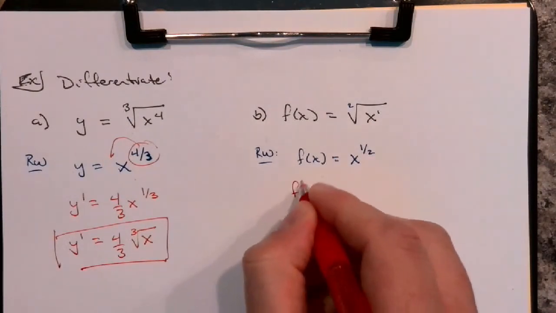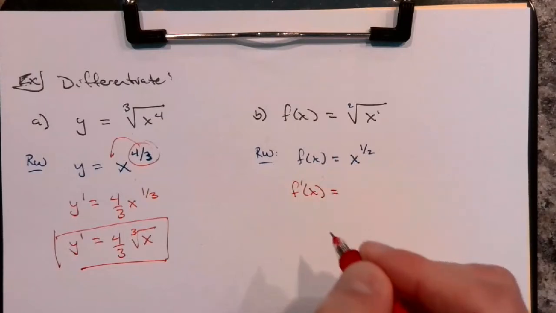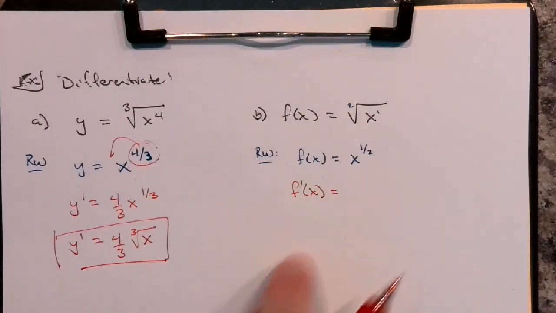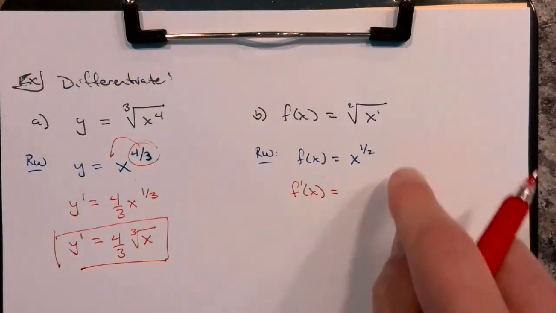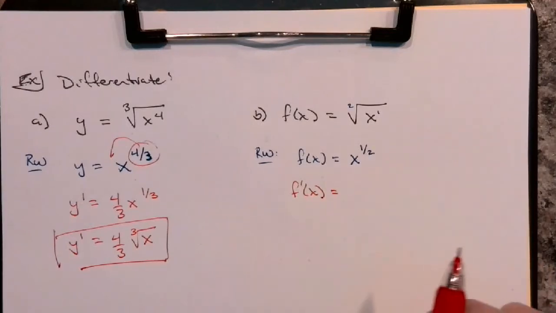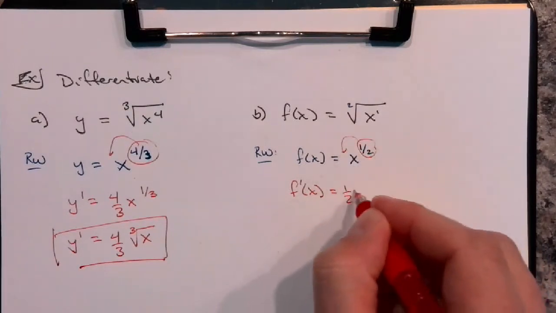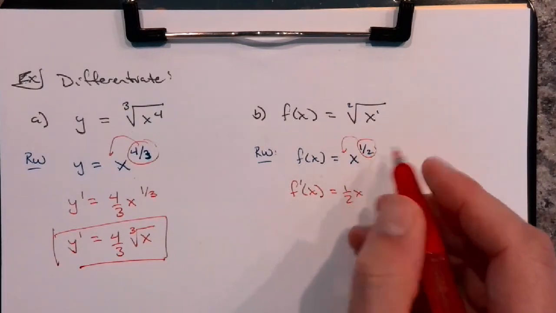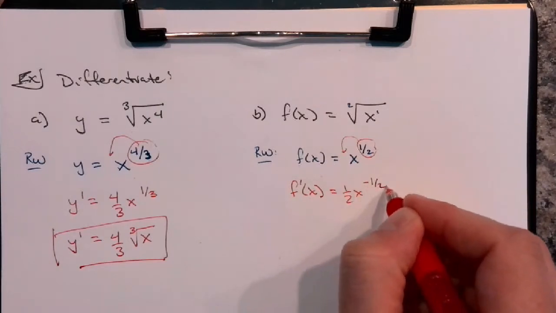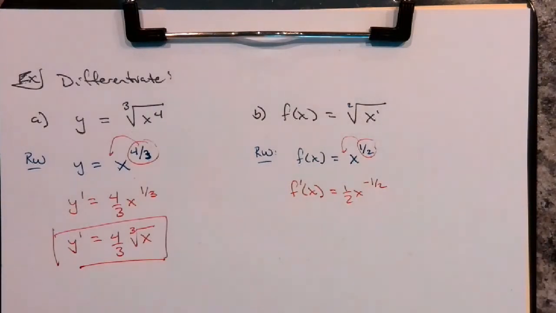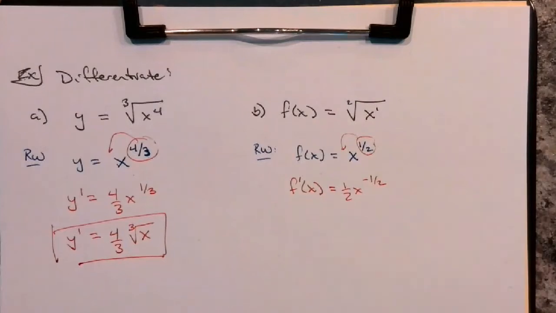So now I'll write the next part as f prime of x. The notation's important. Don't be sloppy here. You want to make sure you're clear with which part is which. One's a rewrite, one's the actual derivative. So f prime of x is equal to, the power rule says bring the 1/2 to the front, so you'll have 1/2 x to the 1/2 minus 1 power, which is negative 1/2 power. Right, so 1/2 minus 1 is going to be negative 1/2 is the exponent.